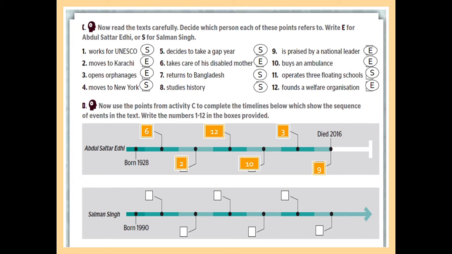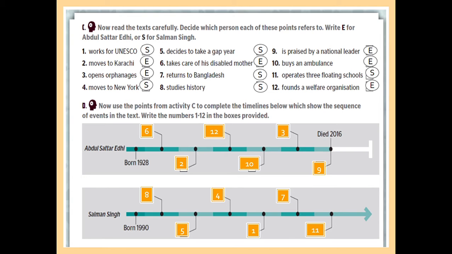Now, continue with Salman. He was born in 1990. The first thing about him is that he studies history. Then, that's right, decides to take a gap year. Then, good, moves to New York. Then he works for UNESCO. He returns to Bangladesh. To end with, operates 3 floating schools.